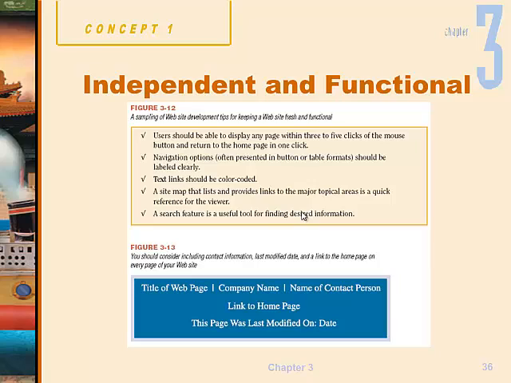Your user should be able to display any page within 3 to 5 clicks of the mouse and return to the home page in one click. Navigation options, often presented in button or tab or table formats, should be labeled clearly. Text links should be color-coded. A sitemap lists and provides links to the major topical areas as a quick reference for the viewer. A search feature is a useful tool for finding desired information.